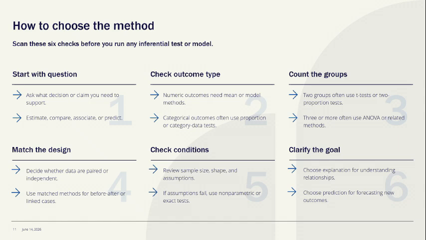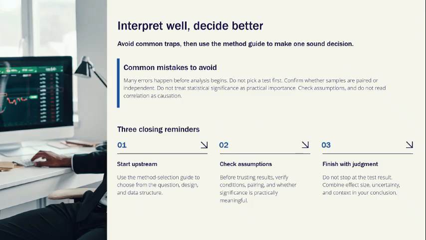Two groups often suggest t-tests or proportion tests, while three or more groups may require ANOVA or related methods. Consider the study design. Are observations independent or paired? Evaluate assumptions such as normality, sample size, and data distribution. Finally, clarify your objective. Are you trying to explain relationships or forecast future outcomes? Following these 6 steps greatly improves the likelihood of selecting the correct statistical method.